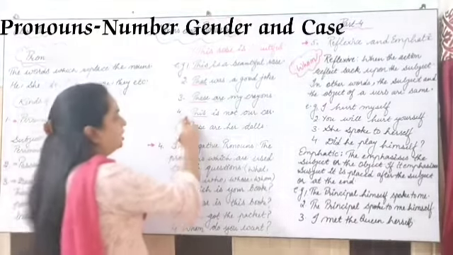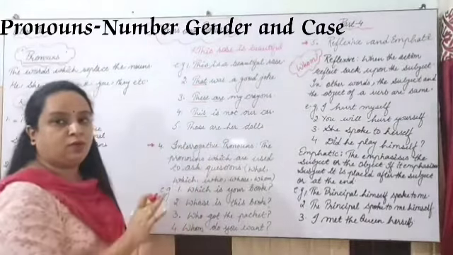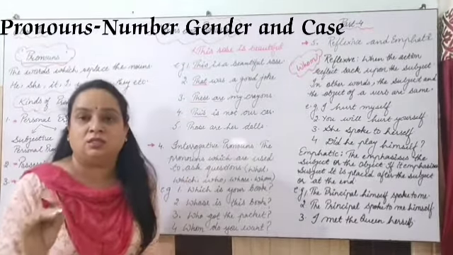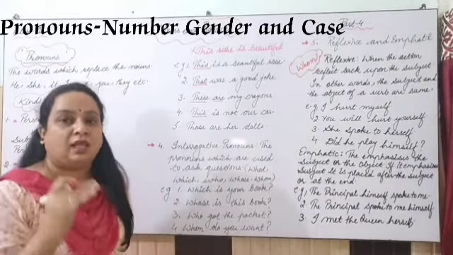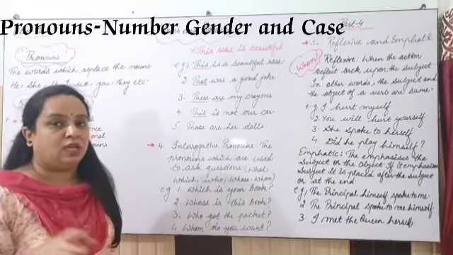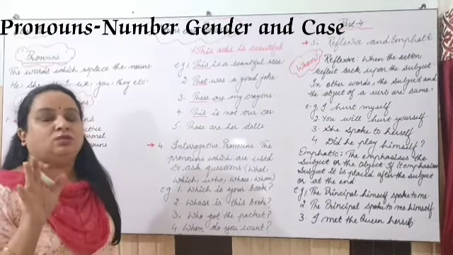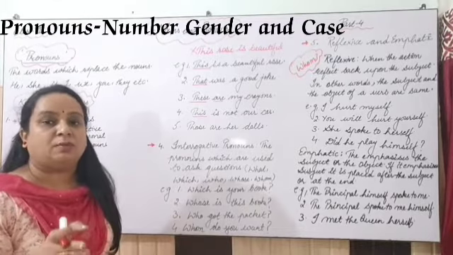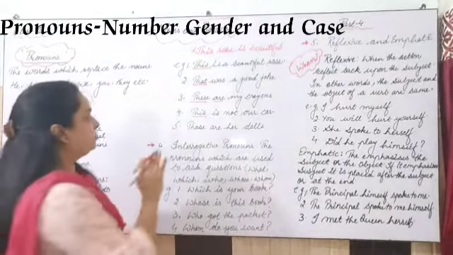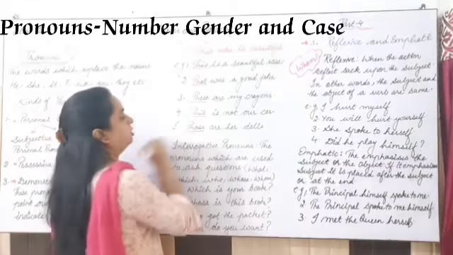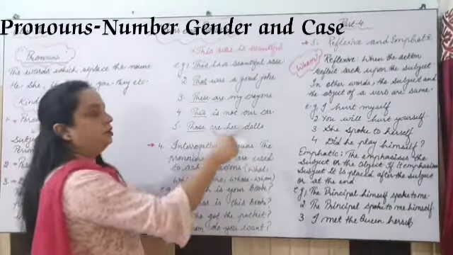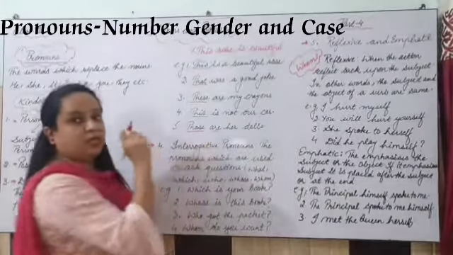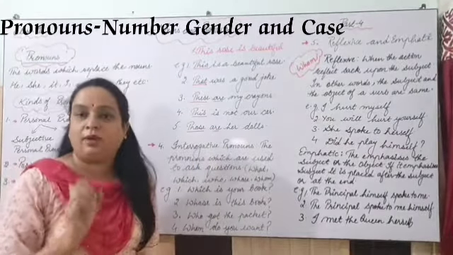So here this is working as a demonstrative pronoun. But if this car is not ours, then this is not working as a demonstrative pronoun. It will work as a demonstrative adjective. Those are her dolls. So those are her dolls. Are is there. It means those is working as a demonstrative pronoun.